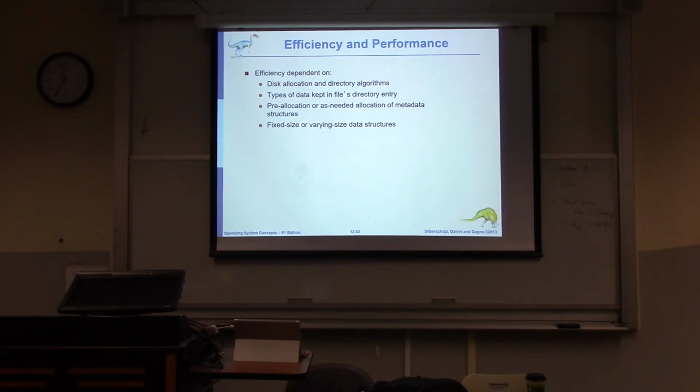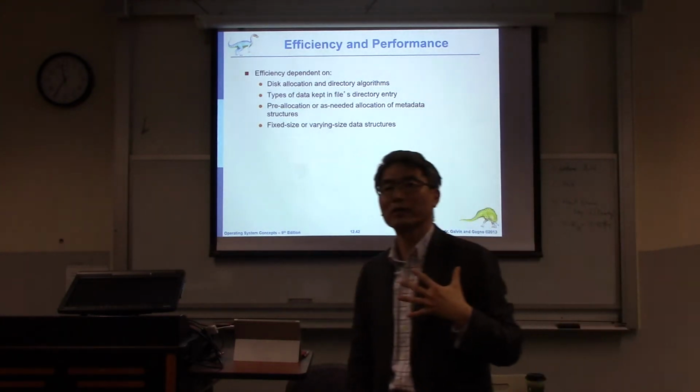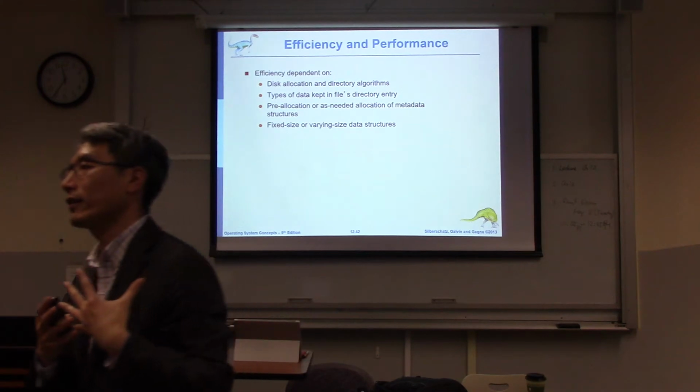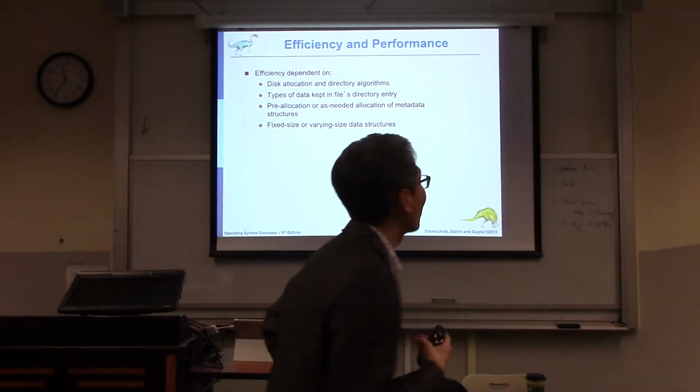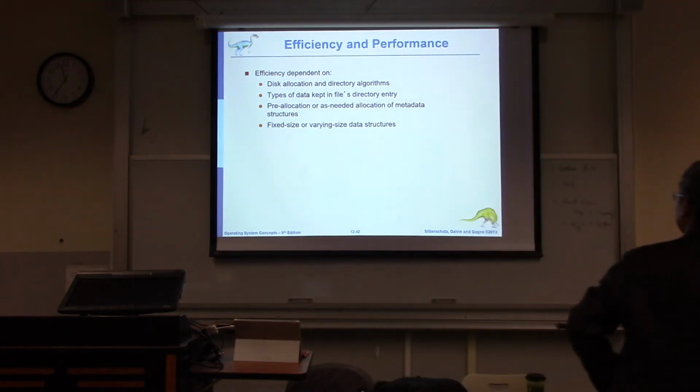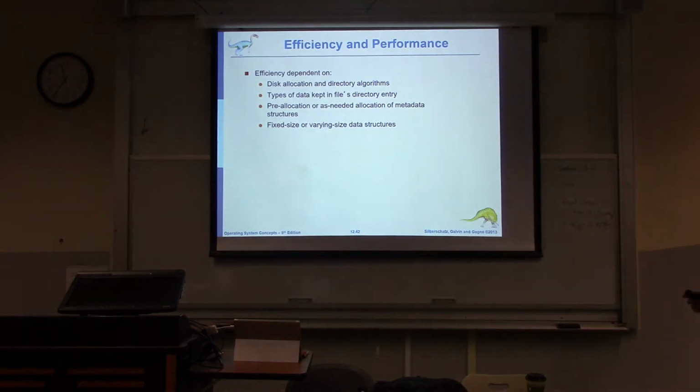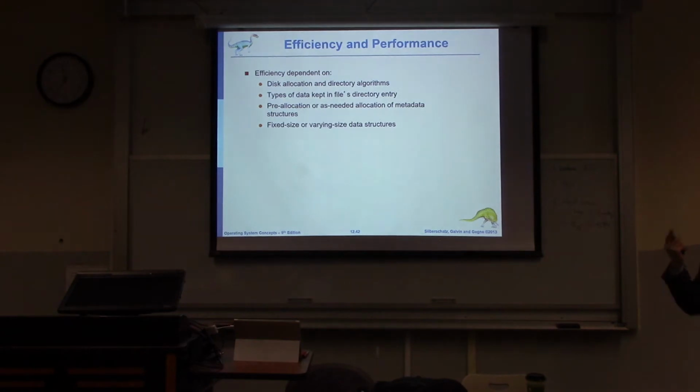Okay, so regarding efficiency and performance, so far we have discussed the basic operations and basic data structures of the file system. Here we will talk about performance. Okay? As we have seen so far, whenever we learned about the directory structure or the free space management and free block management, we talked about efficiency and performance. And it depends on the algorithm, okay? It depends on the algorithm.